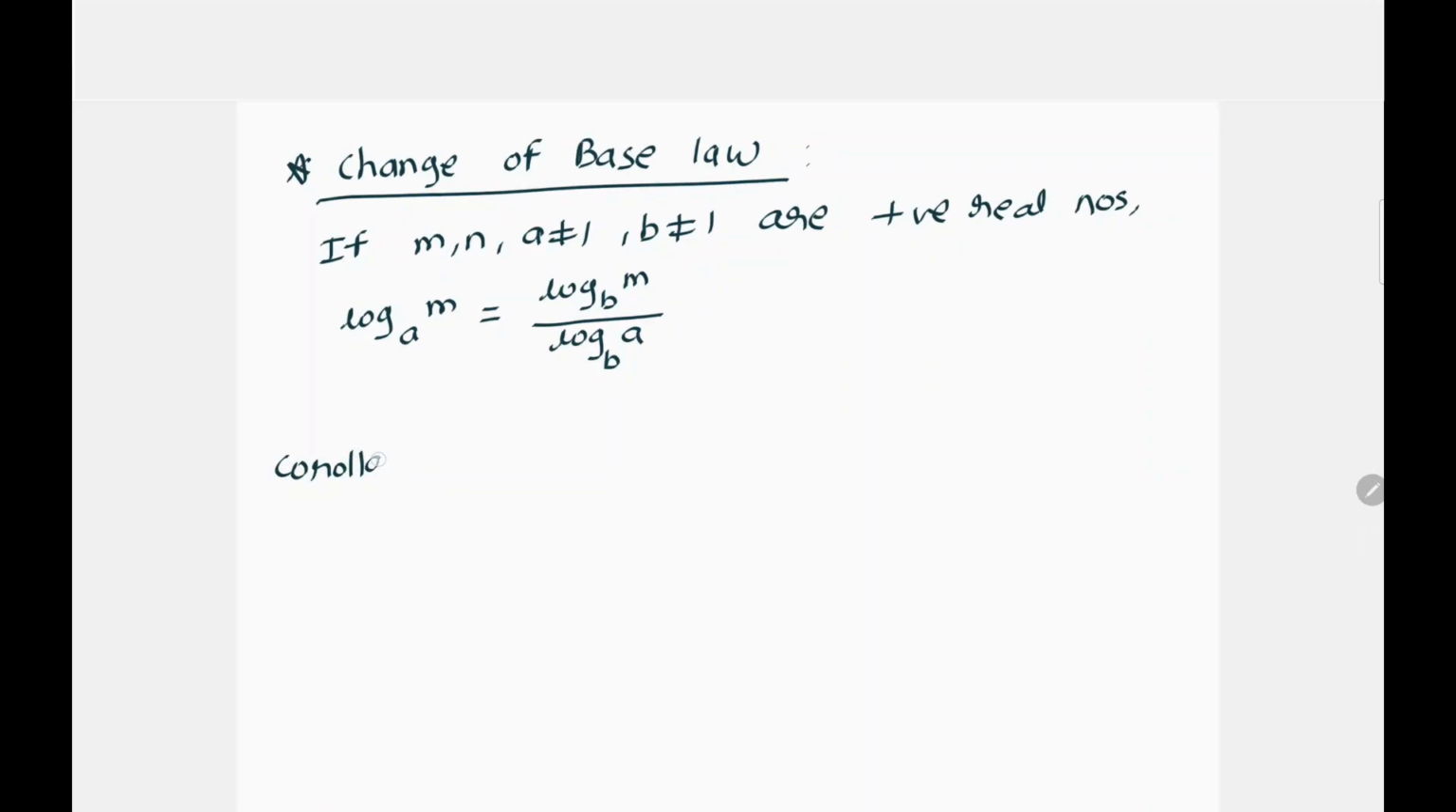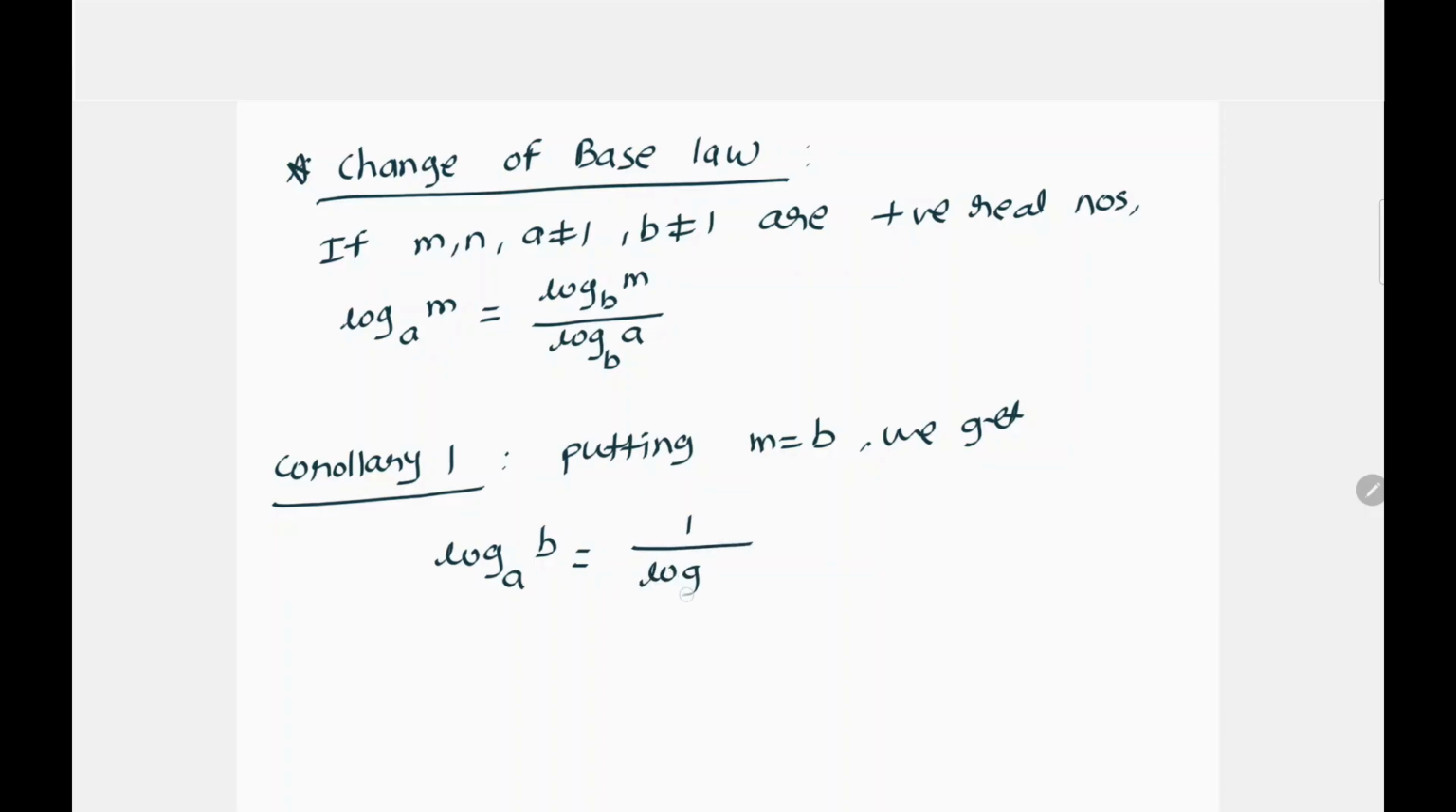One corollary of that, corollary 1 is: putting m is equal to b in the above equation, then we get log b to the base a is equal to 1 upon log a to the base b, or log b to the base a into log a to the base b is equal to 1.